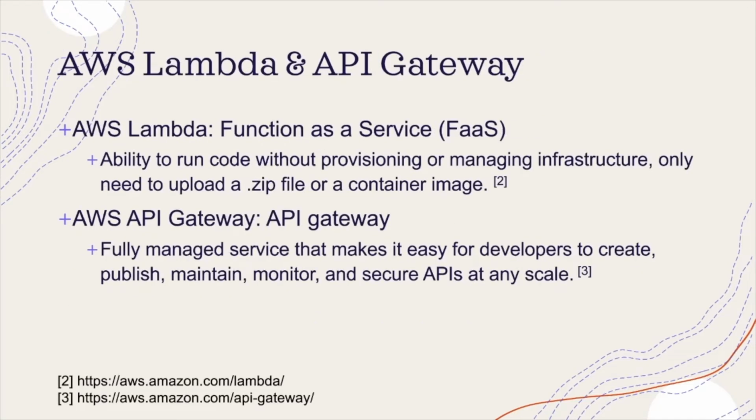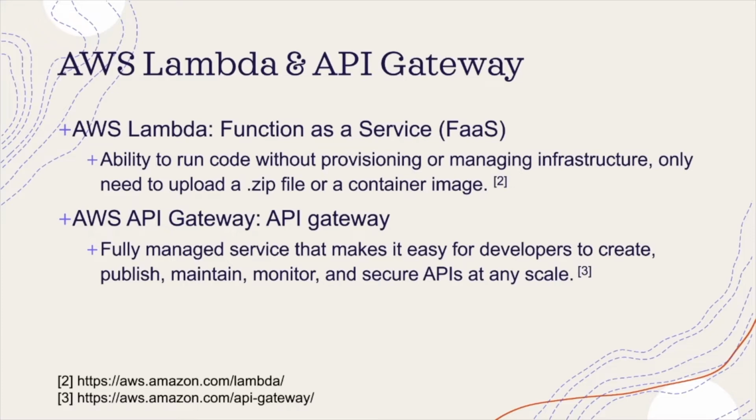Now let's talk about two highly used serverless products, AWS Lambda and AWS API Gateway. AWS Lambda is a function as a service, or FaaS tool. This provides the ability to run code without provisioning or managing infrastructure, where developers only need to upload a zip file or a container image to run their code. AWS API Gateway is, shockingly, a serverless API gateway tool that is fully managed and makes it easy for developers to create, publish, maintain, monitor, and secure APIs at any scale.